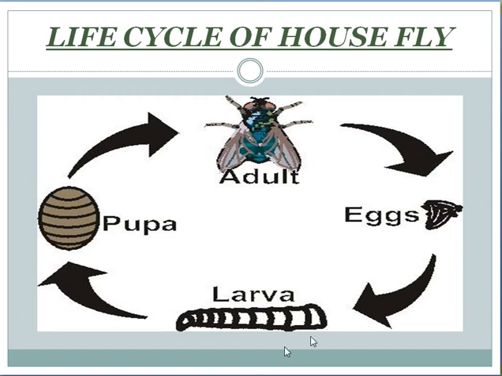Look at this. Egg, then larva, pupa. It covers itself in cocoon. When the pupa opens, the adult insect comes out. Look at this.